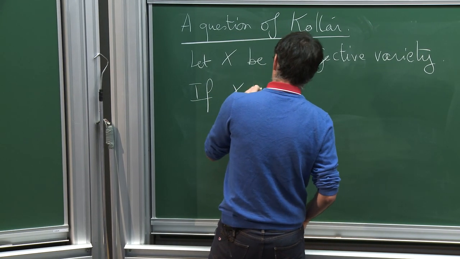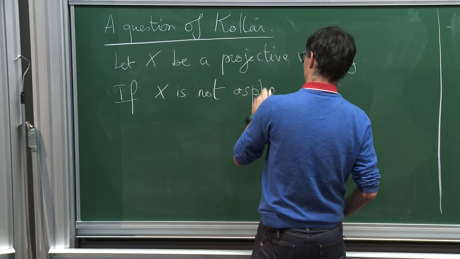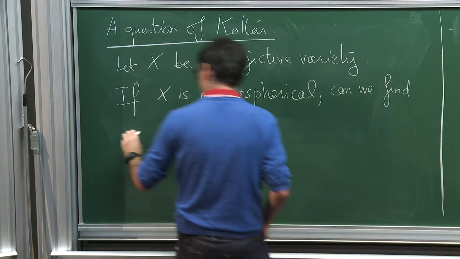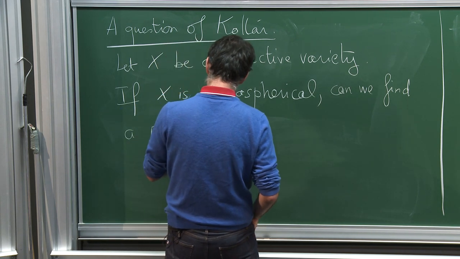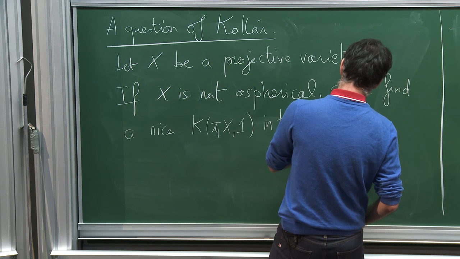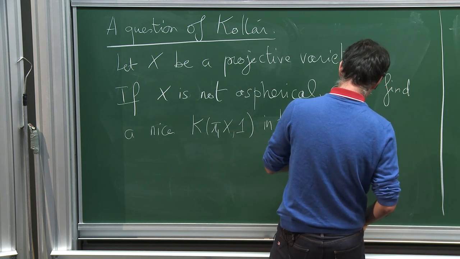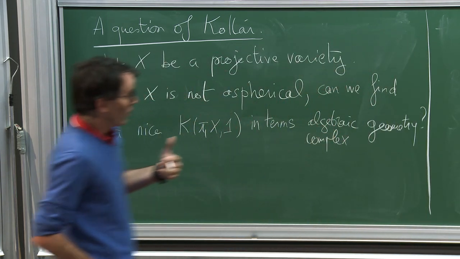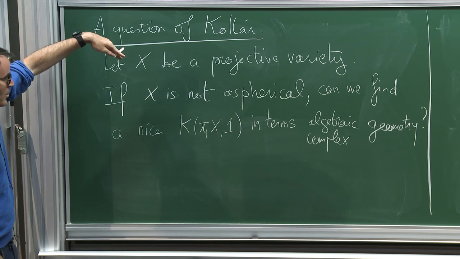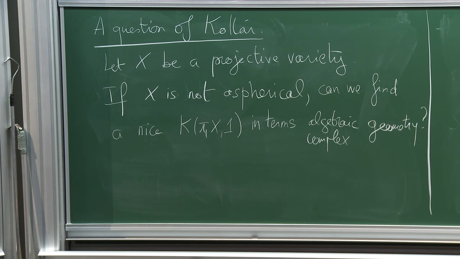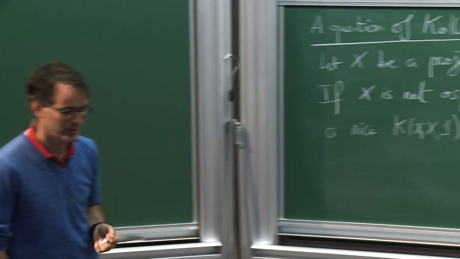Okay, so the question was like this. If X is not aspherical, I mean, it's a bit of an informal question, can we find a nice K(pi 1 X, 1) in terms of algebraic or complex geometry? So it was known at the time that you cannot always take a projective variety, because if you have a projective variety which is aspherical, projective variety is a complex variety, so it's even dimensional. So it implies that pi 1 has even cohomological dimension, and there are examples of Kähler groups with odd cohomological dimension.